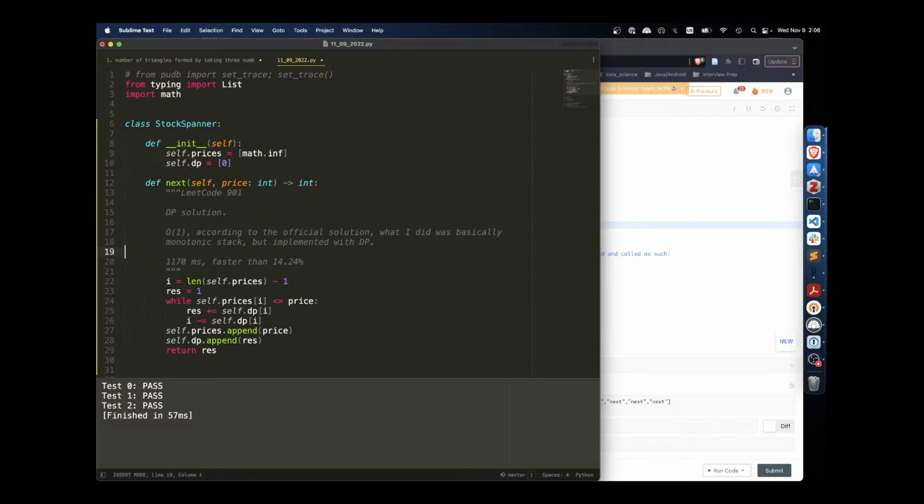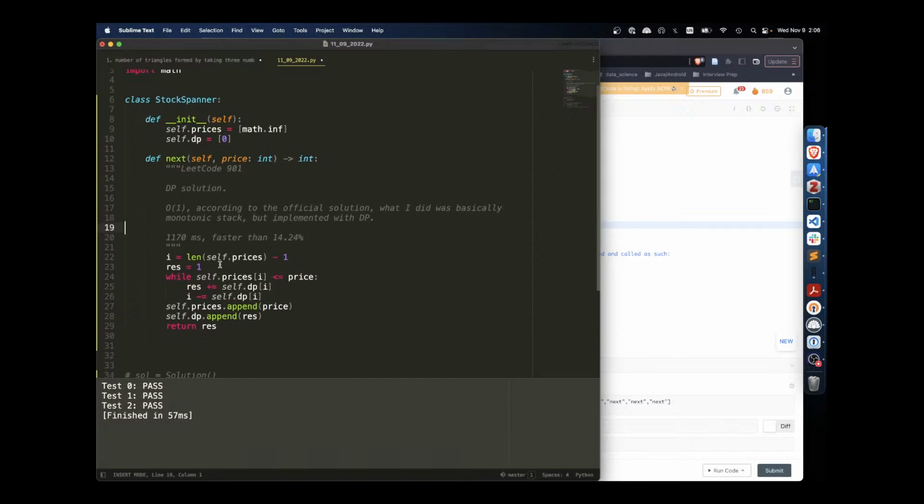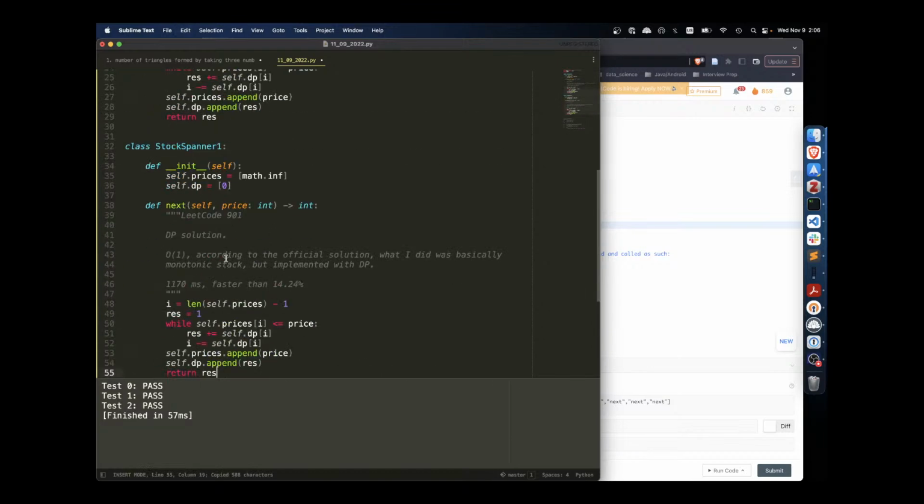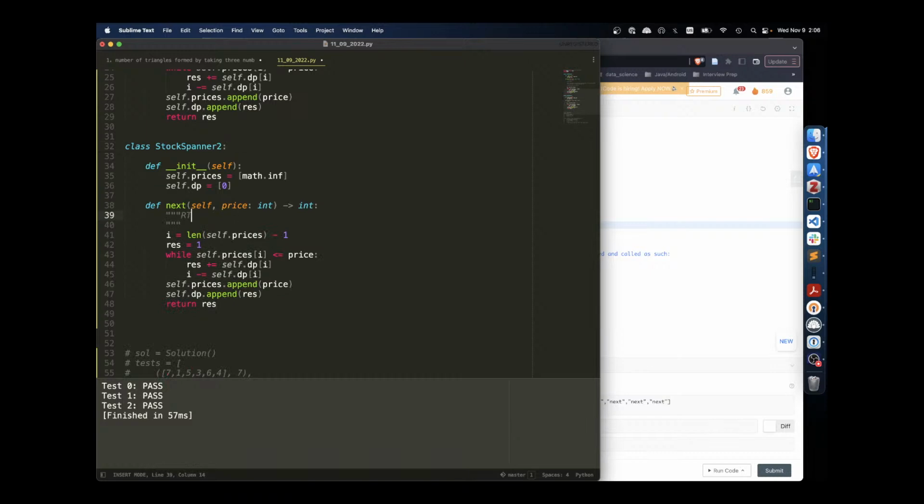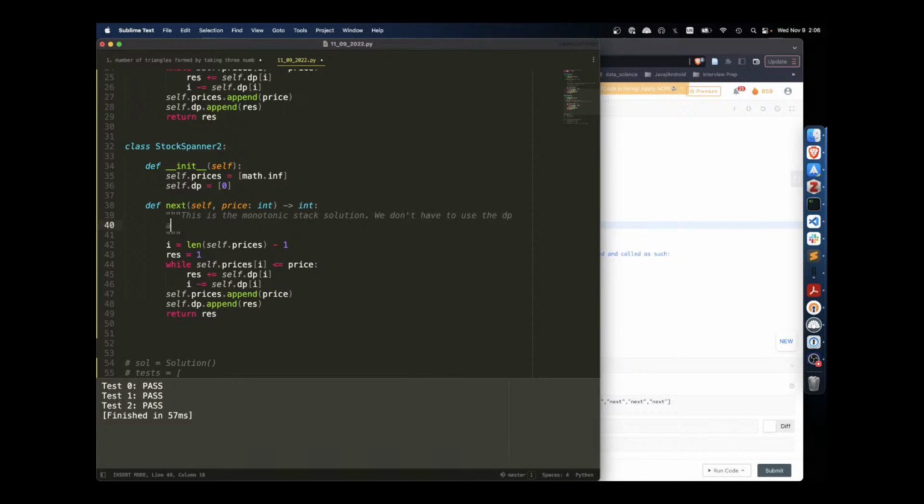Yeah, because I have the jump. So this jump is what a monotonic stack does. But we have a better solution. I didn't really see how it goes, so let's try the monotonic stack ourselves. This is the monotonic stack solution. We don't have to use the DP array.